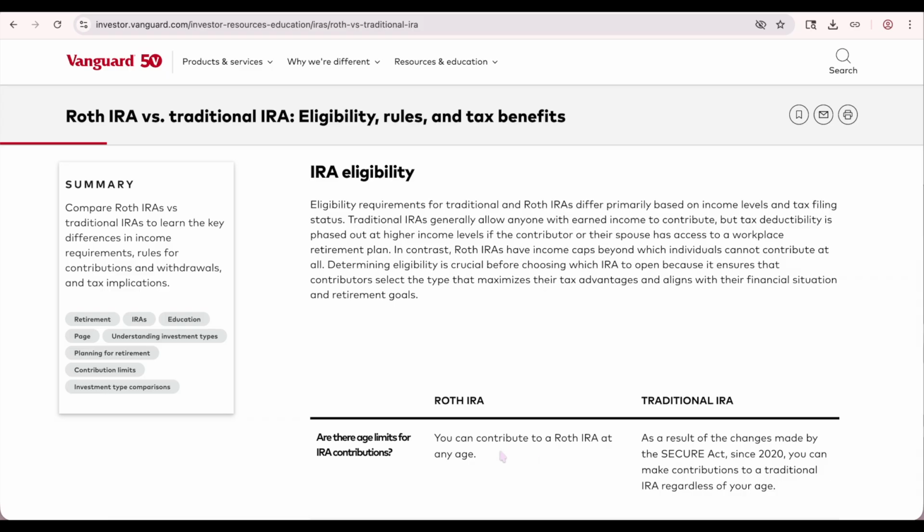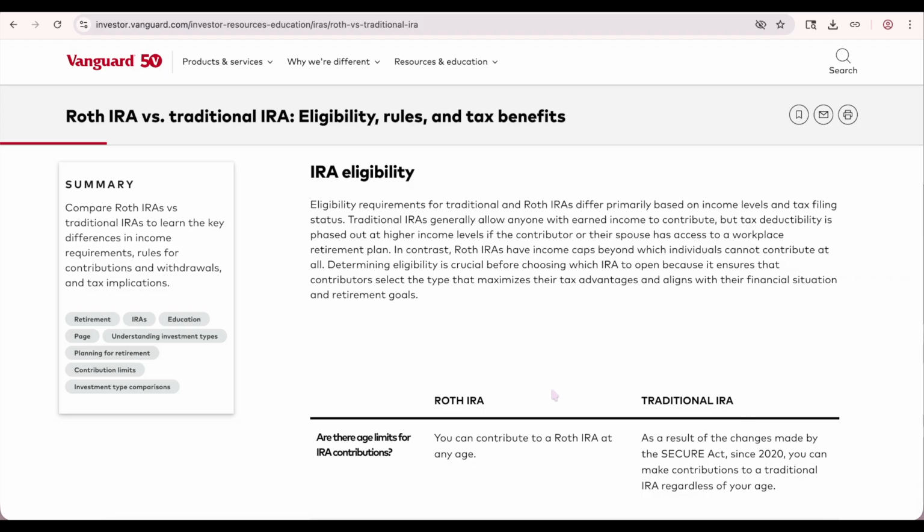Now, a Roth IRA is best when you expect higher tax rates later, or if you want tax-free growth on your money. With a traditional IRA, on the other hand, contributions may be tax deductible now, and it just depends on income and access to employer plans. Withdrawals in retirement are taxed as ordinary income. So this is best when you want lower taxable income today and you expect lower tax rates later down the line.